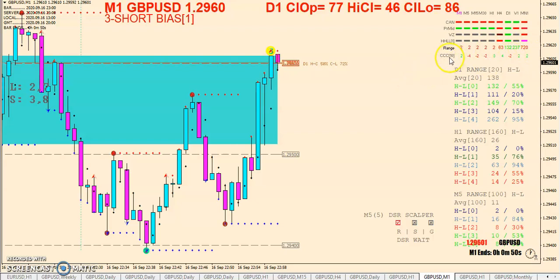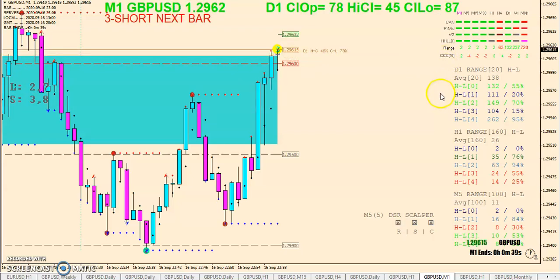And the CCC, you know what? I forgot what that one does. Off the top of my head, it's one I think I put in there. I think it's candle color change or something, how many times it's changed. I'd have to look it up. So many indicators, so little time.